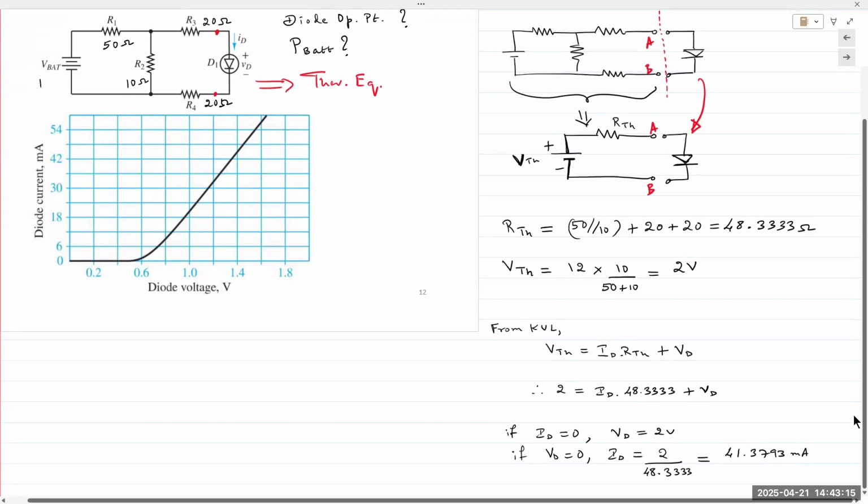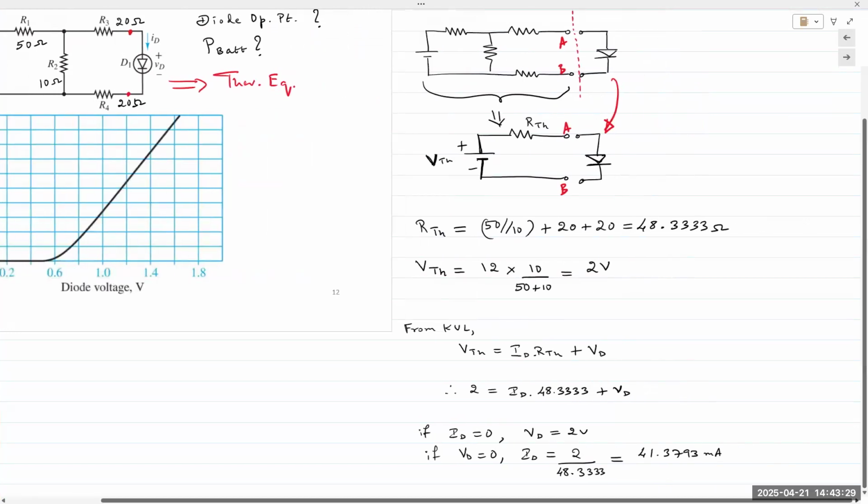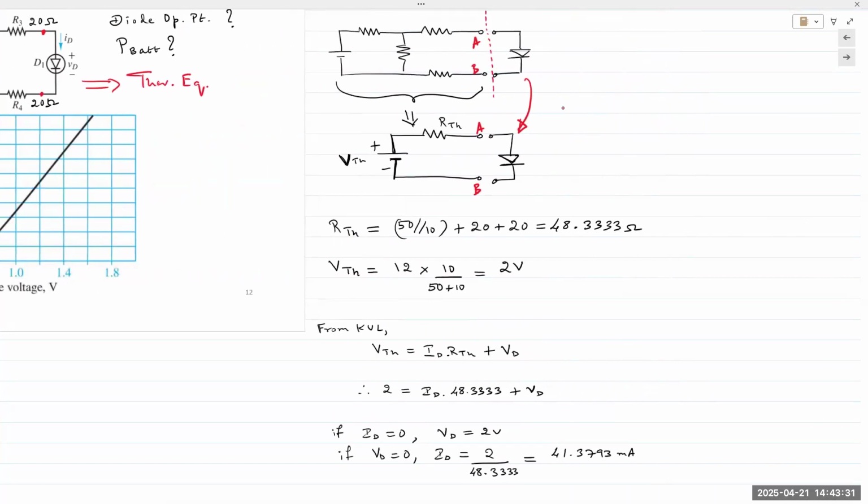All right, so we need to find 2 quantities. At this point, all we are doing is simplifying the original circuit down to 1 single voltage source and 1 single resistance. That's all we are doing in this step. So to determine the Thevenin resistance first.